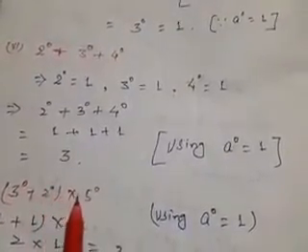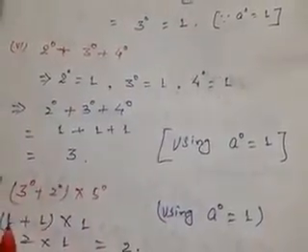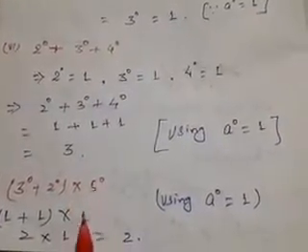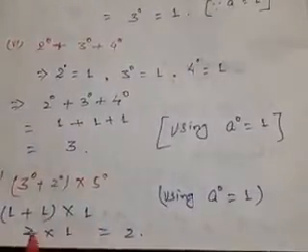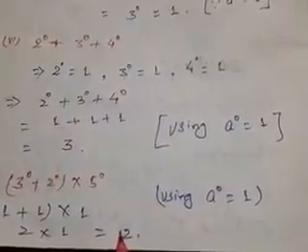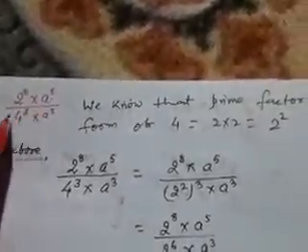Next is 3 to the power 0 plus 2 to the power 0 multiply 5 to the power 0. 3 to the power 0 becomes 1, plus 2 to the power 0 equal to 1, multiply 5 to the power 0, which also becomes 1. So 1 plus 1 equal to 2, multiply 1 equal to 2. It is the answer.